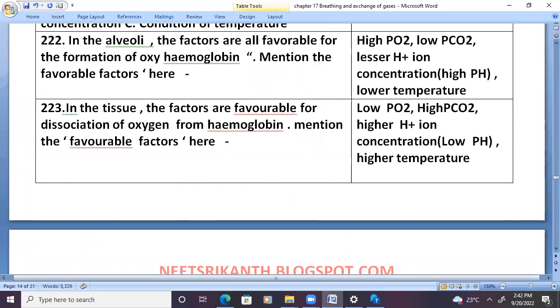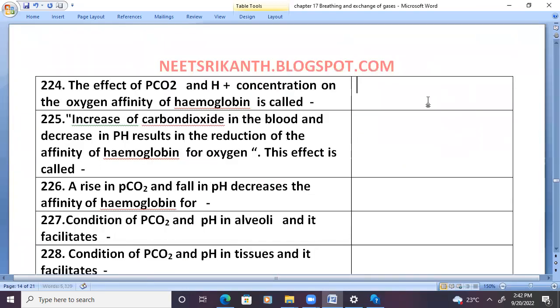Next, the effect of PCO2 and H+ ion concentration on the oxygen affinity of hemoglobin is called the Bohr effect.